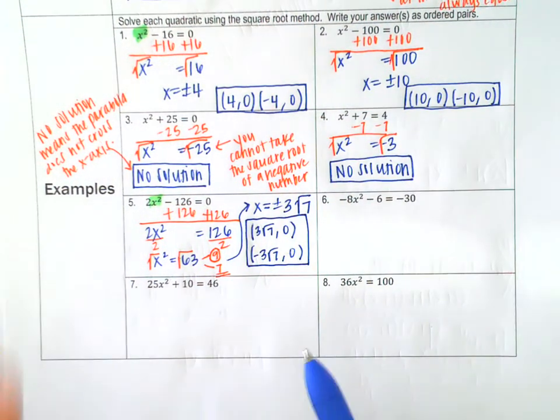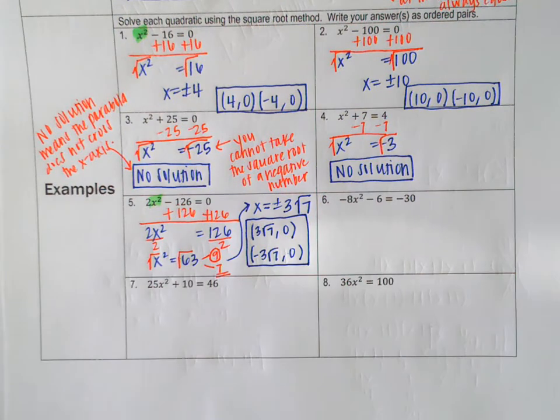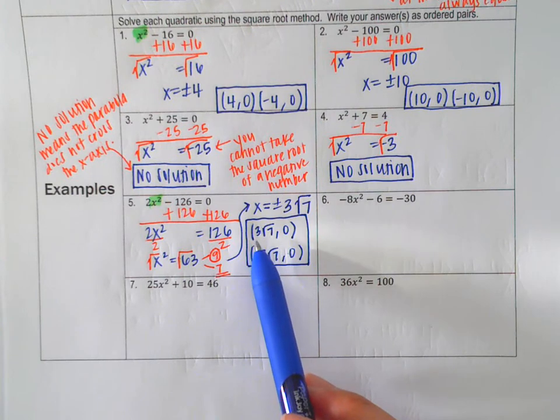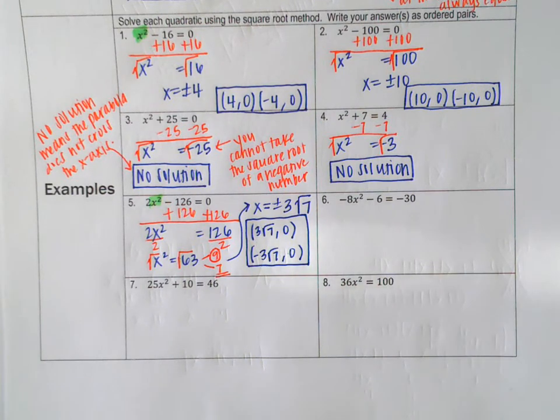Now, I know that we can get this in decimal form. And if I were asking you to graph it, I would want you to get it in decimal form. But because we're just getting the solutions, this is my exact answer. 3 rad 7, negative 3 rad 7. If we wrote it in decimal form, we'd have to round it. And whenever we have to round something, it's no longer an exact answer.